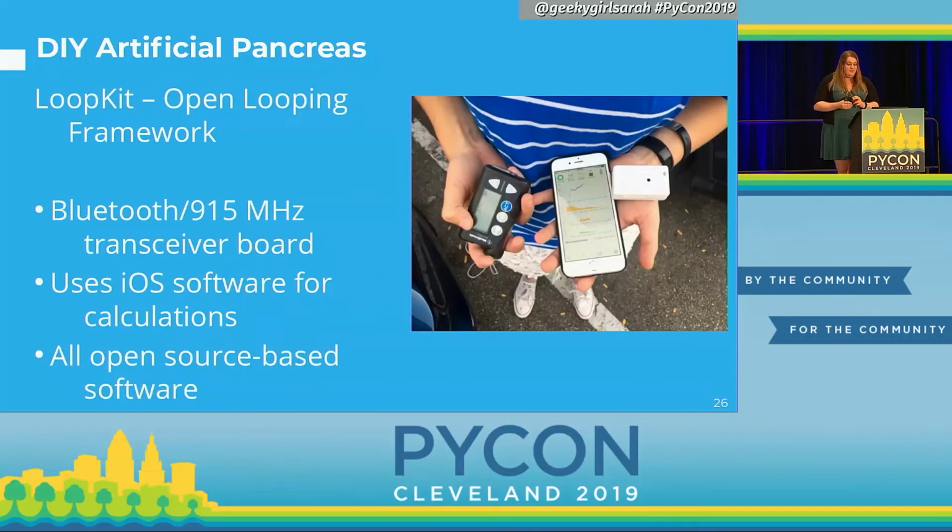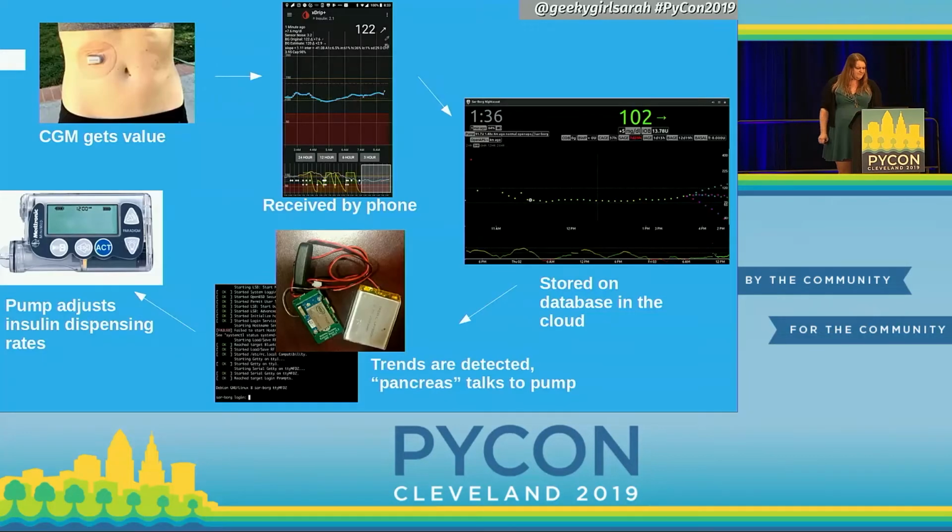The other main one is called LoopKit. It's the open looping framework, where looping is the process of using the values on the blood sugar meter and changing the insulin pump values from it. Similarly, there's another Bluetooth transceiver board. It runs on its own, so it doesn't do the calculations like this one does. Your phone does that. So your phone tells it to tell your insulin pump what to do. And all that's open source as well, but it's geared just towards iOS devices, whereas OpenAPS can be used for either one. So this is where the looping process comes in.